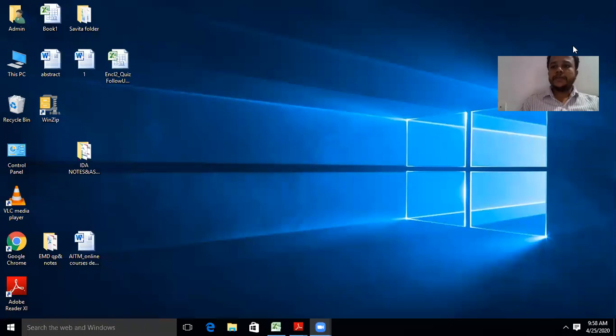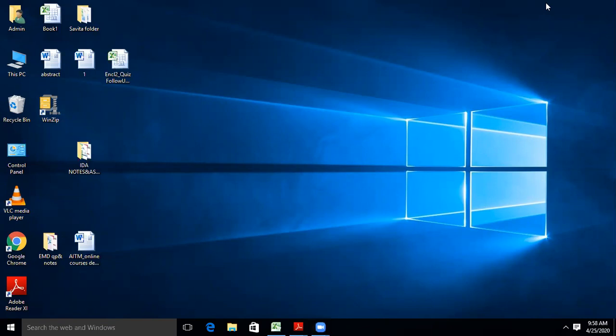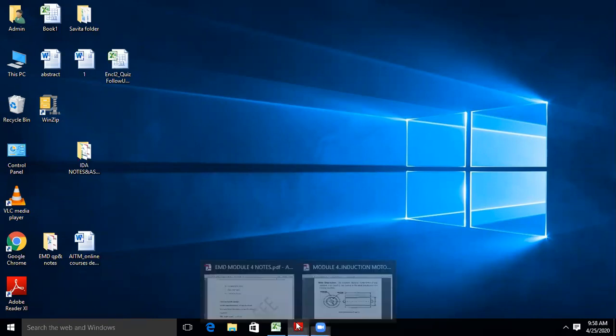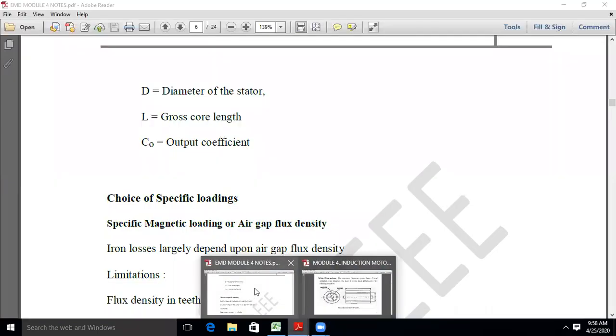Again, in this case, I'm going to share some documents which mainly contain the information of this particular induction motor. So now, let us have a look at the previous section, what we have covered.